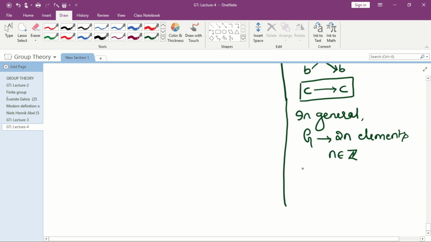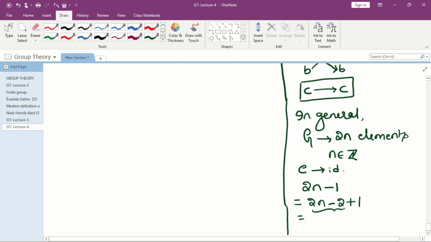Out of the 2n elements, we must have the identity element. We know that the inverse of the identity is itself. Therefore, I remove the identity element from these elements. What are the remaining elements? 2n minus 1, since we have removed the identity. 2n is an even number, so 2n minus 1 is an odd number. Now 2n minus 1 can be written as 2n minus 2 plus 1.